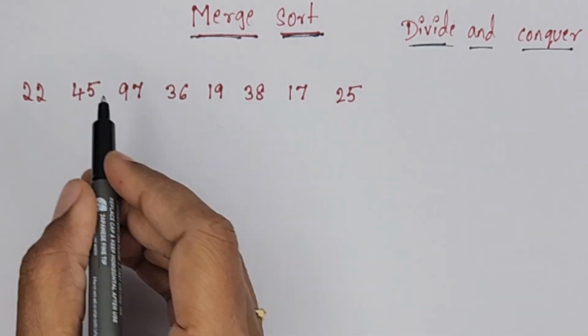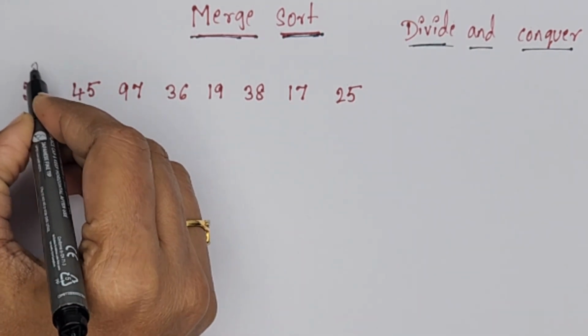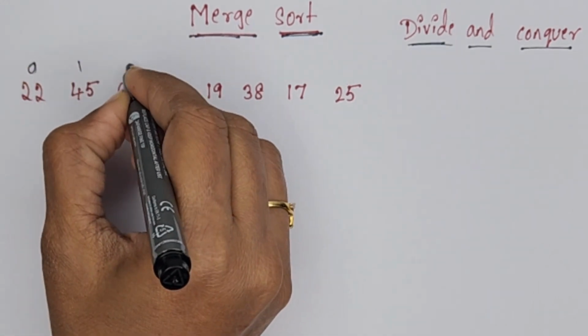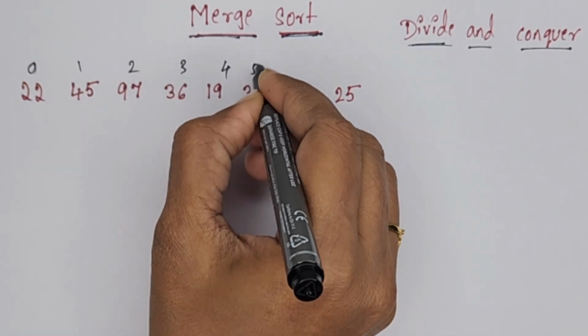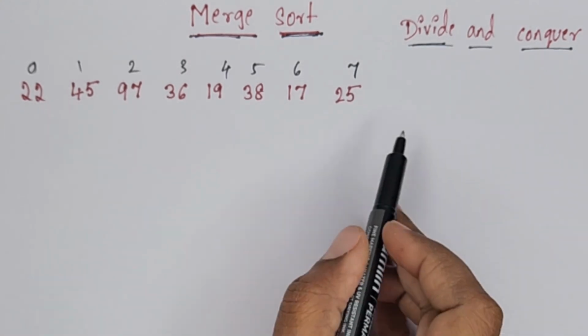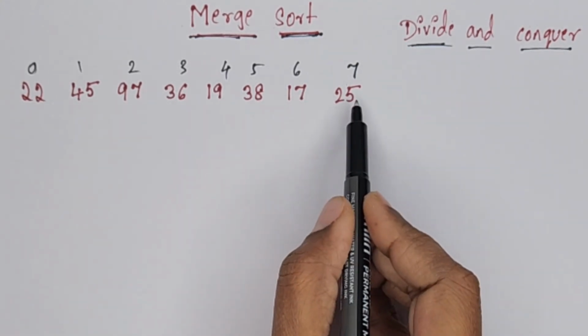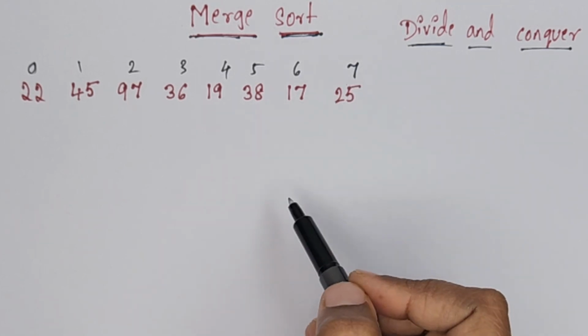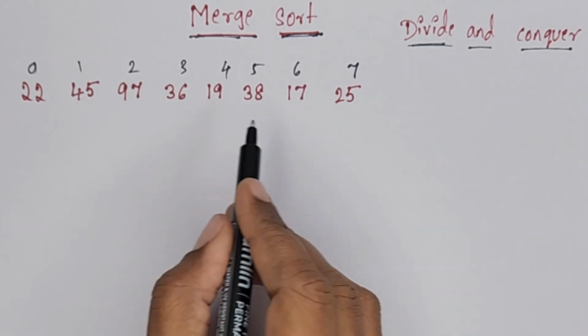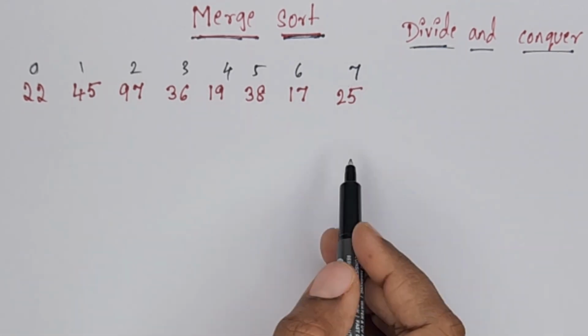So this is one example. The array index starts with 0: 0, 1, 2, 3, 4, 5, 6, 7. So in total there are 8 elements. The first element's index is 0, and the last element's index is 7. Division means we have to divide based on the mid.